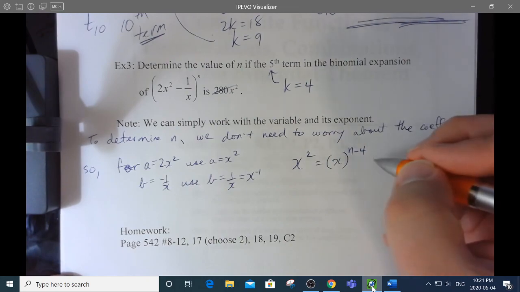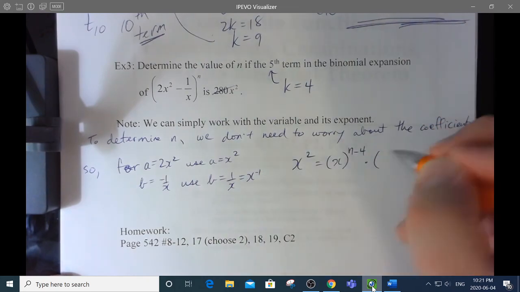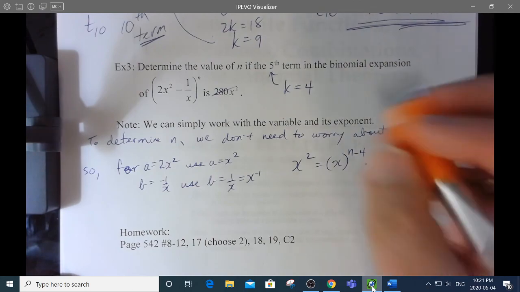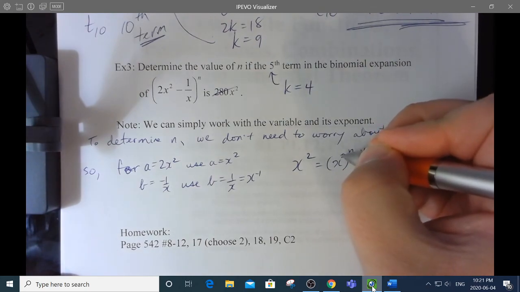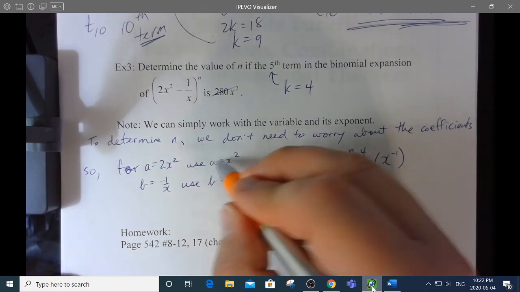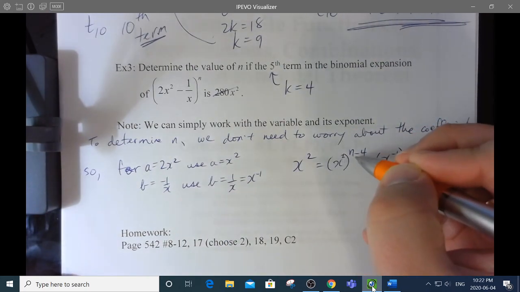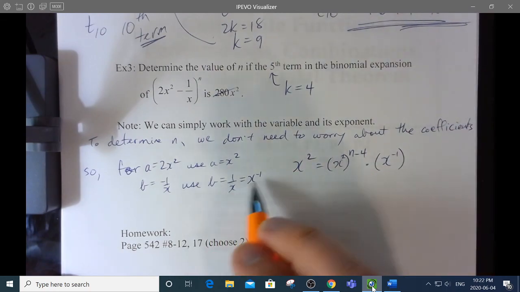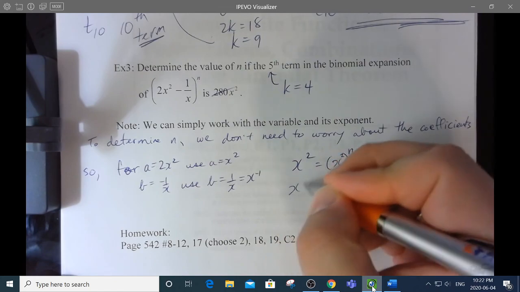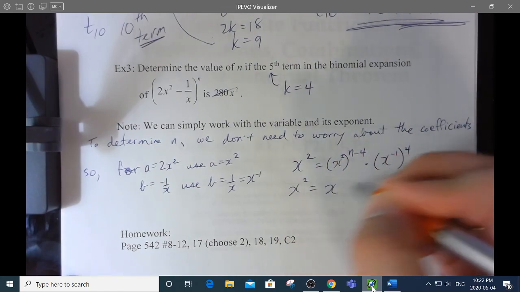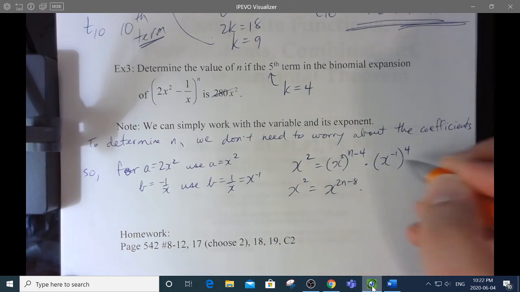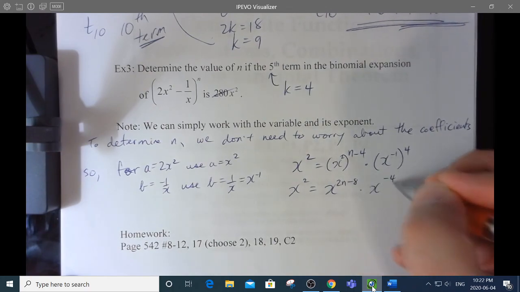And then that would be times, and then the b, I have to use x to the negative 1, the power that's already on x. And, oh, I lost my squared. Sorry, there we go. So a is x squared, so that's x squared to the power of n minus 4. b is x to the negative 1, so that's x to the negative 1 to the power of 4. So x squared is equal to x to the 2 times n minus 4, which is 2n minus 8, and negative 1 times 4, which is negative 4.